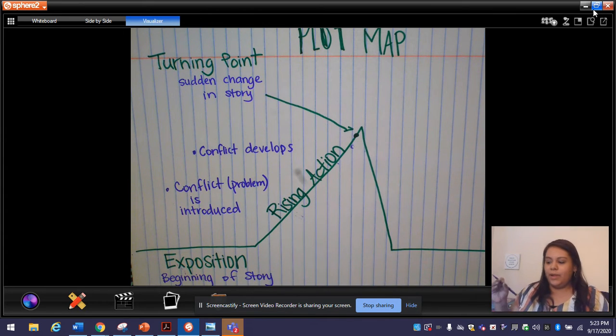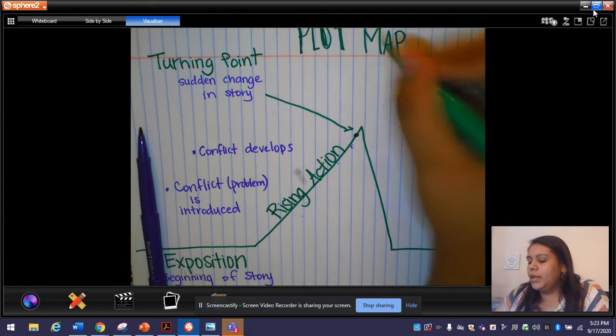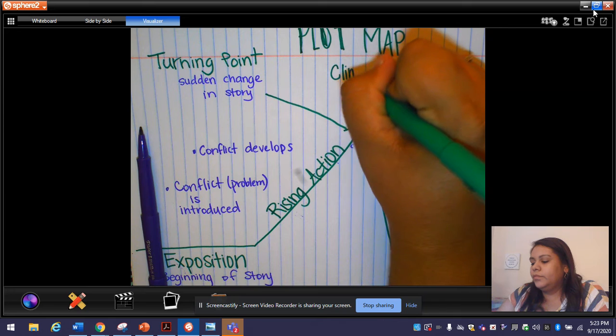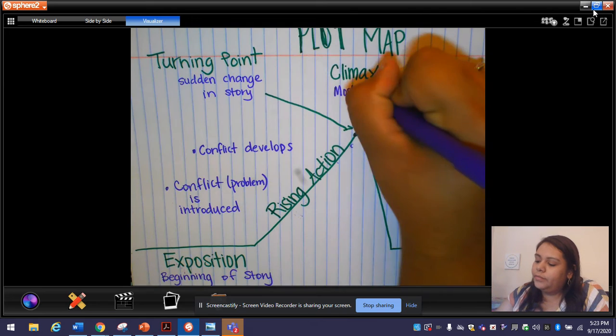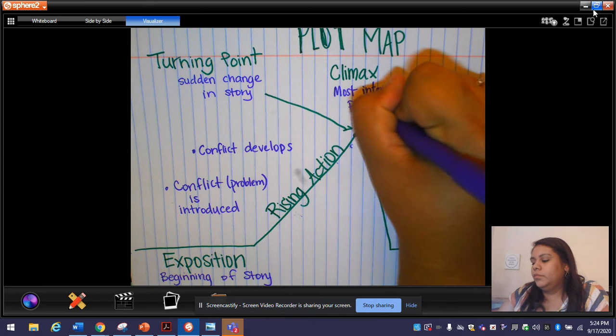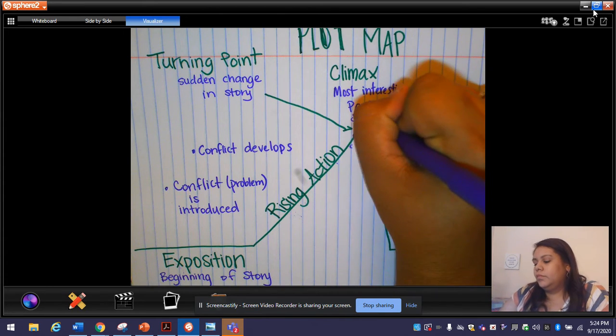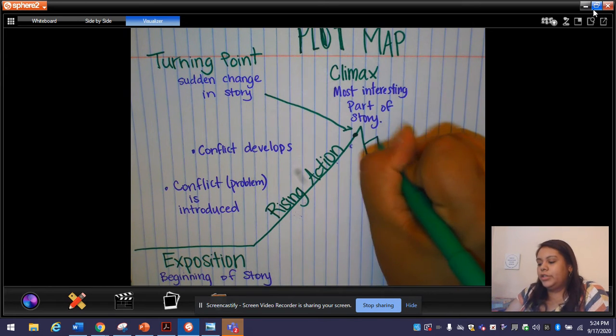And whenever I tell my students, okay, what's the most interesting part of the story? We do at the very, very, very top, climax. So I'm going to write climax right here. And the climax is the most interesting part of the story. I get to the very top, and then yeah, the roller coaster's ending. Not over yet. It just doesn't drop you from the top to the bottom. It needs to work its way back down. And that little working way back down is considered our falling action.